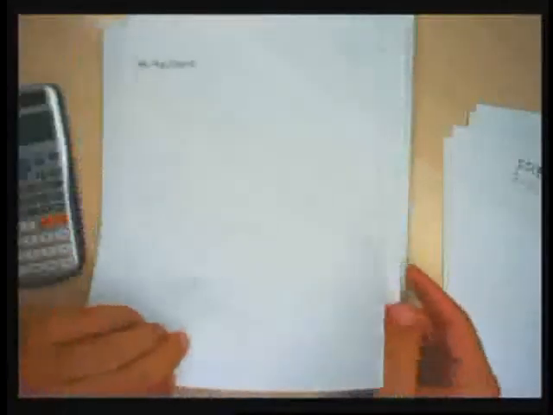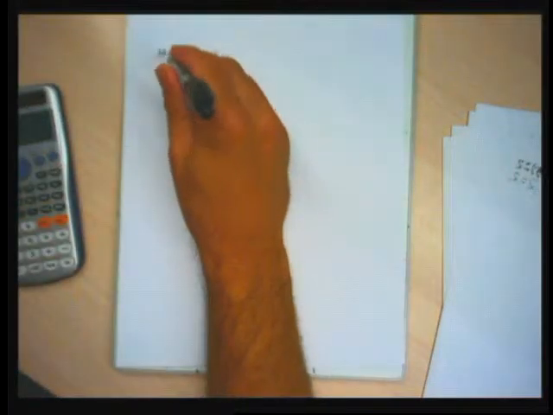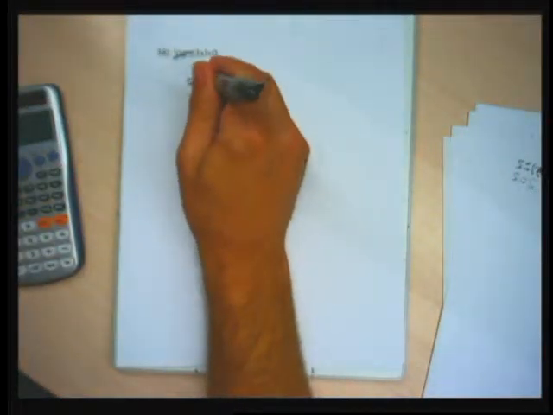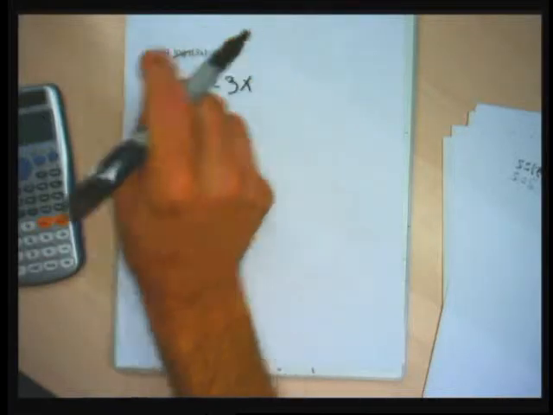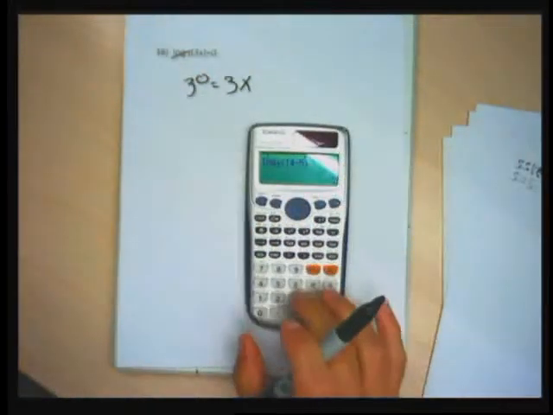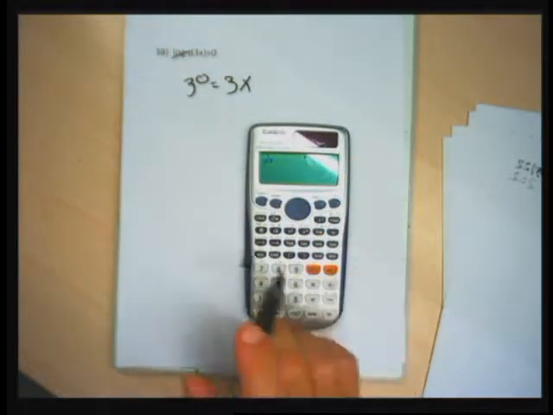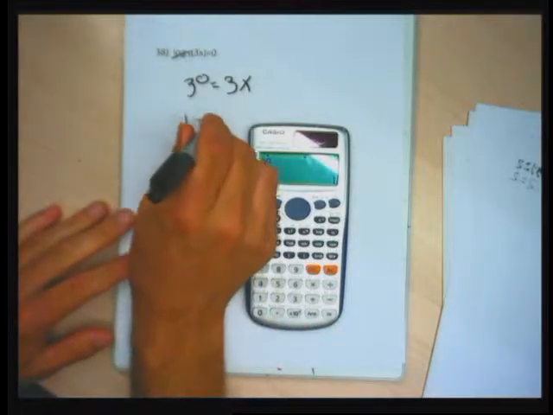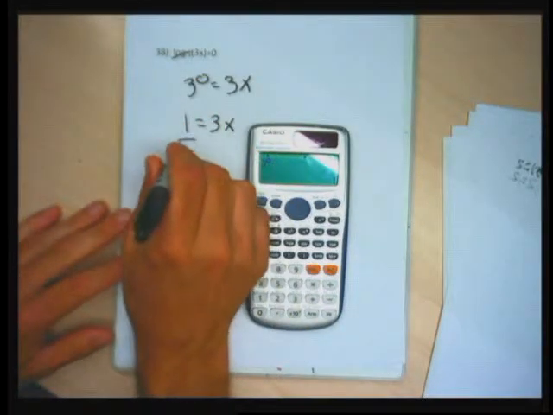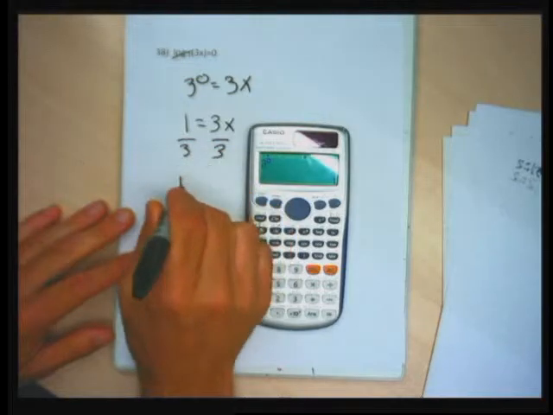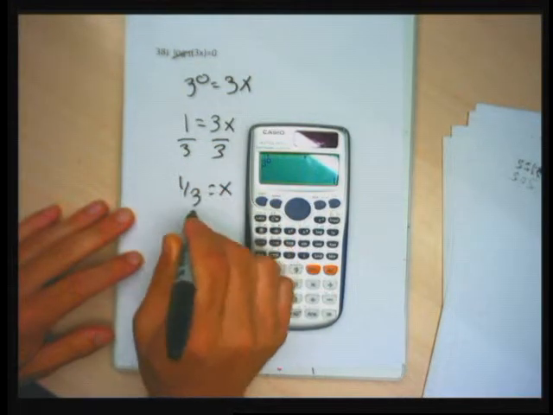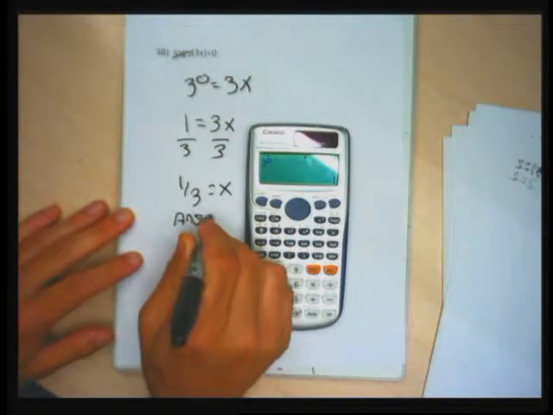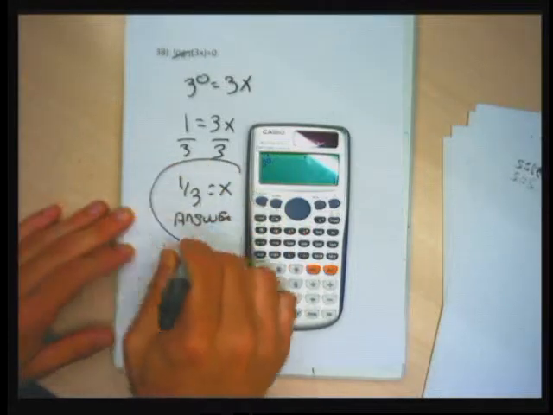One more problem of the same style. One logarithm that I can cross out, switch the 0 and the 3x. Fraction answer this time because 3 to the 0 power is 1. So this gives me 1 equals 3x. I divide both sides by 3, and I get 1/3 equal to x, I believe, for my answer.